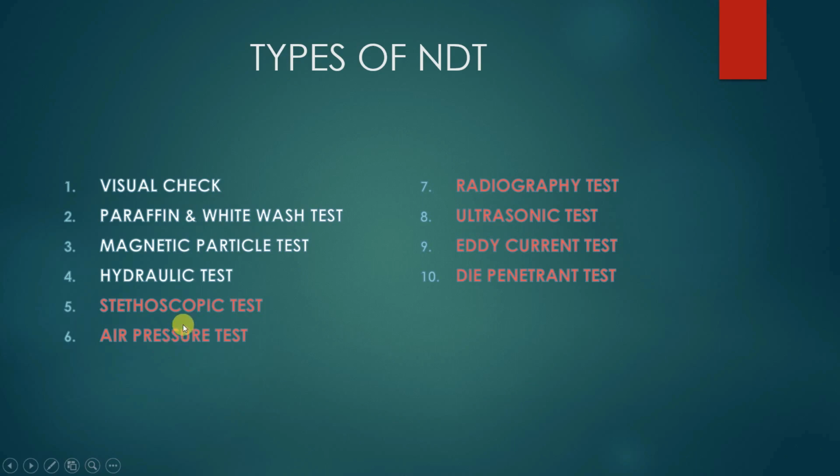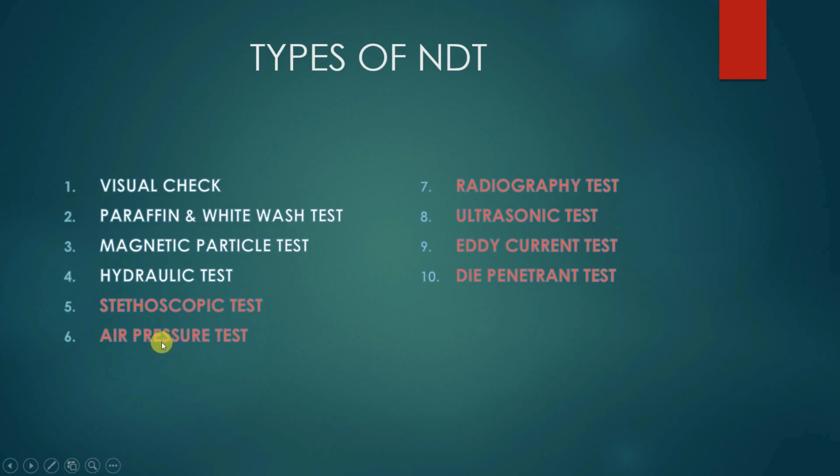So in this lecture we have covered all the rest of the tests: stereoscopic test, air pressure test, radiography test, ultrasonic test, eddy current test, and dye penetrant test. Stereoscopic test, in which a hammer was used for striking the object. By striking the object and hearing the sound, we can come to know if there is any crack or defect. If there is a dull sound, then there is a defect.